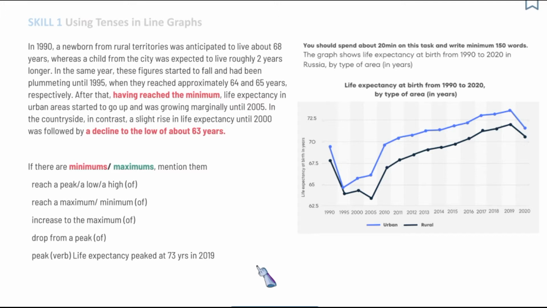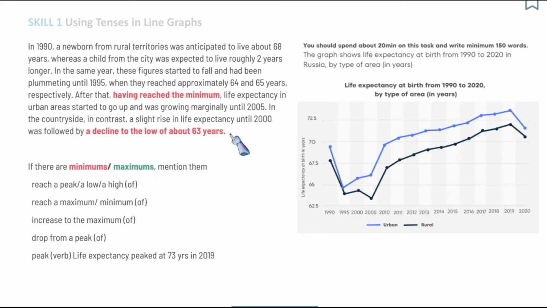It is also usually a good idea to pay attention to minimums and maximums. And why is that? Well, again, let's have a look at our example line graph, and we see that there is quite a lot of information here. But when you write your report, you shouldn't describe every single figure, right? You should show your ability to select the most important information and to be able to group it. That's why it's a good idea to pay attention to minimums and maximums.